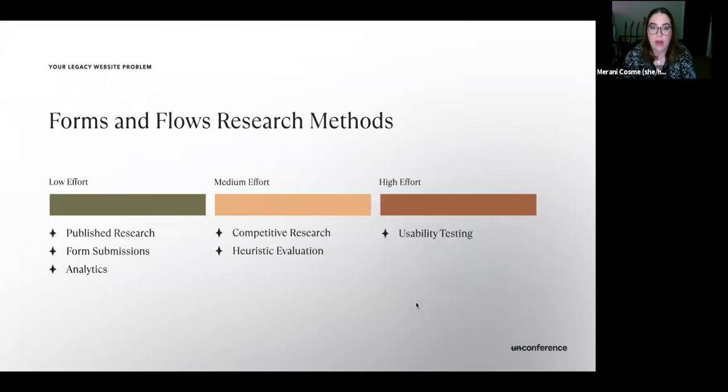And lastly, for our highest effort, I have again usability testing, which we already saw in action how that works. But in this case, you might want to do a test specifically for your forms and flows.